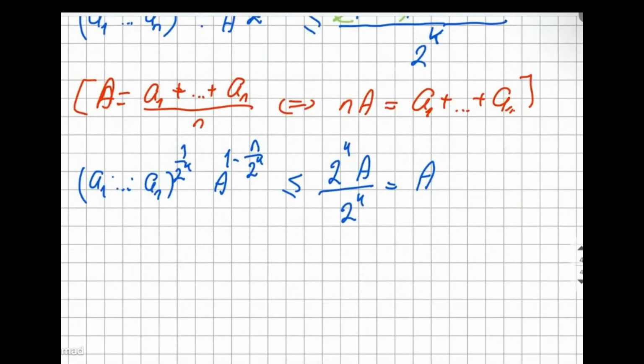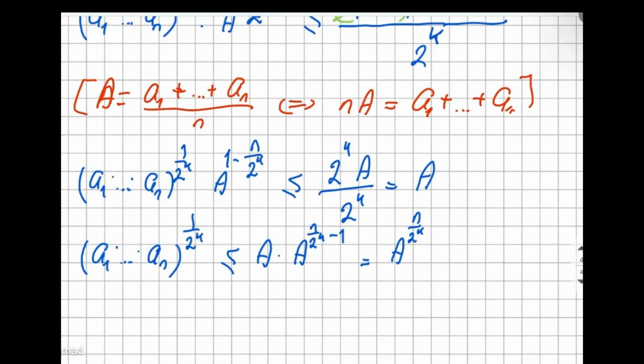Okay, so now what we want to do is to bring the a's to the right hand side. Then we have a1 times an to the power of 1 over 2^k smaller or equal to a times a to the power of n divided by 2^k minus 1. And so this is just a to the power of n divided by 2 to the power of k.